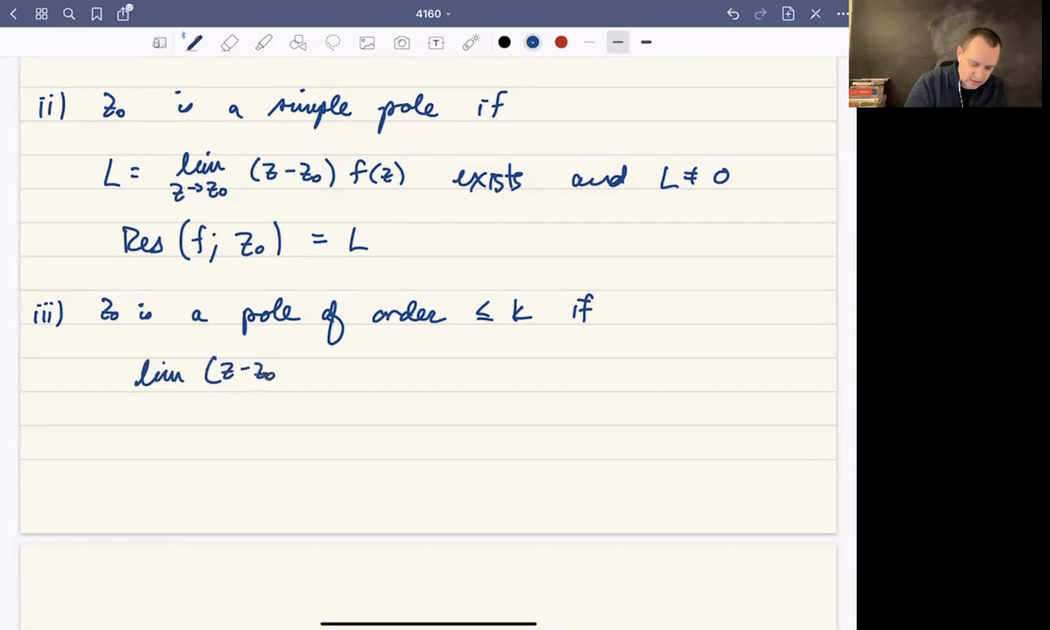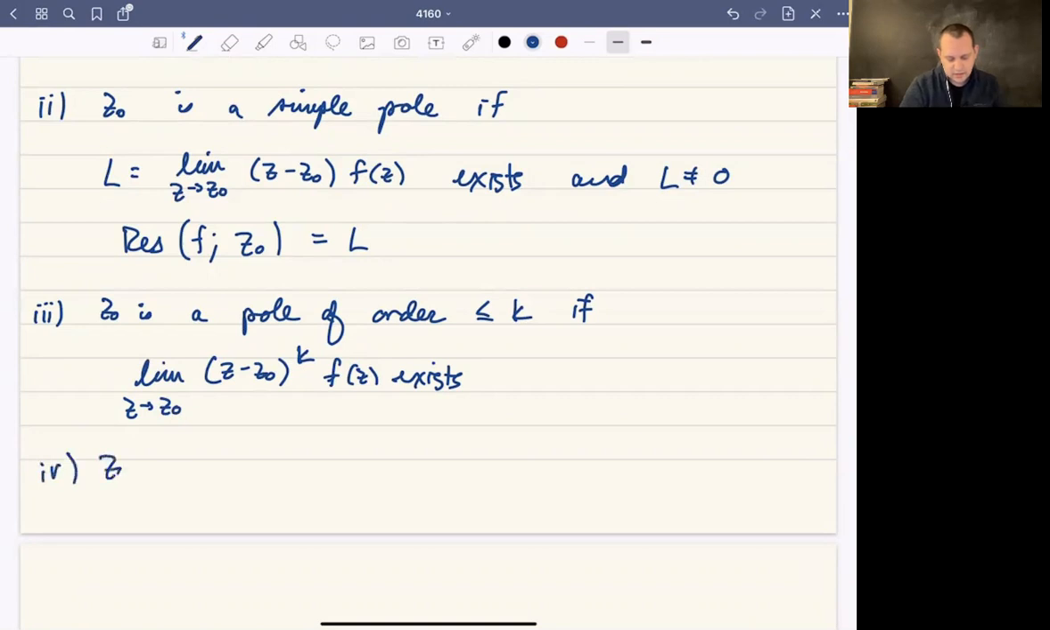Number 3, z naught is a pole of order at most k if the limit of z minus z naught to the k times f of z exists. Okay, so if that limit exists, then this means that z naught is a pole of order at most k.